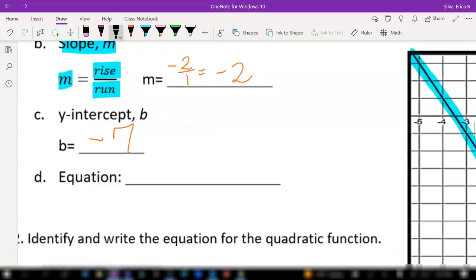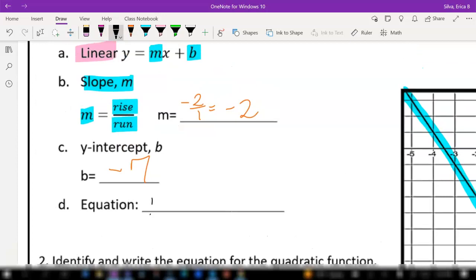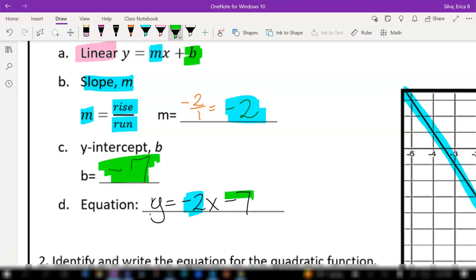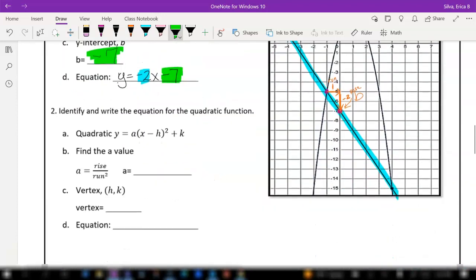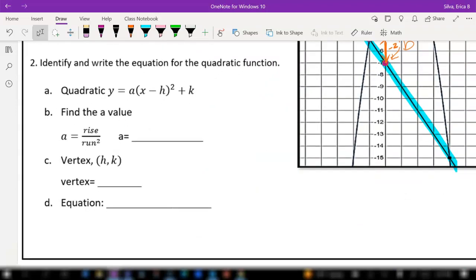So let's write the equation. We've got y is equal to -2x minus 7. That was my m, and then my b is -7. Questions so far? All right, now we're going to write the equation of my quadratic function.